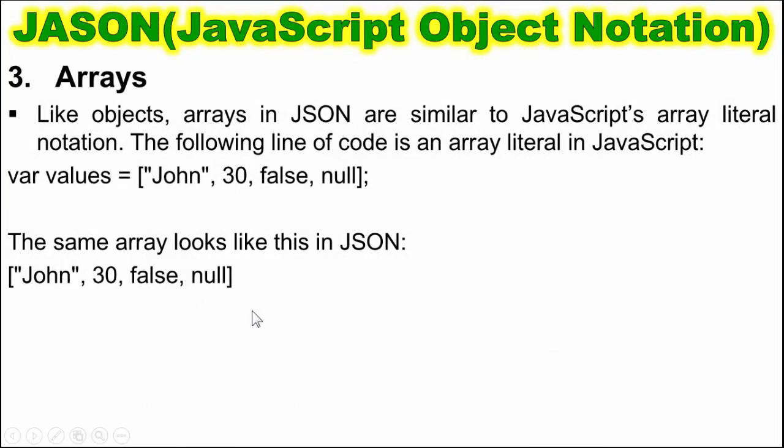Number 3. Arrays. Like objects, arrays in JSON are similar to JavaScript's array literal notation. The following line of code is an array literal in JavaScript. The variable named values is an array that contains the following mix of values: a string, an integer, a boolean value, and null, enclosed by brackets and separated by commas. The same array looks like this in JSON.